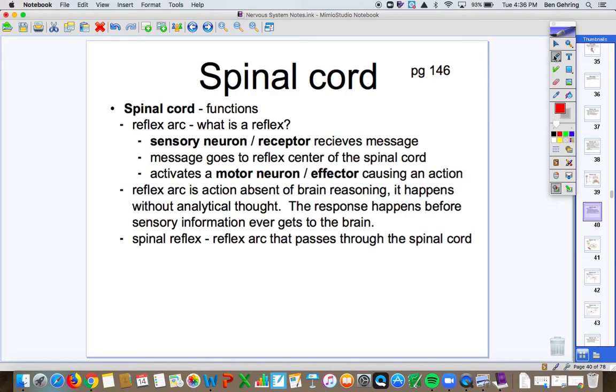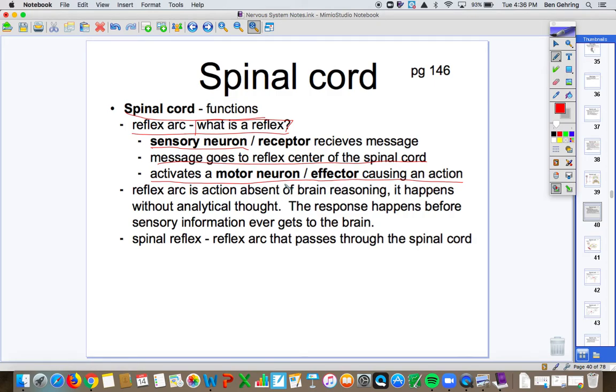Some functions of your spinal cord. One of the spinal cord functions, beyond sending information to and from your brain, is that your spinal cord acts as a reflex arc. It controls your reflexes. If you go to the doctor, you get a physical, they set you on the table and they hit you in the knee with a hammer, which activates your reflex. So a reflex arc is a sensory neuron or receptor receives the message. It goes to your spinal cord where it activates a motor neuron and your action happens.